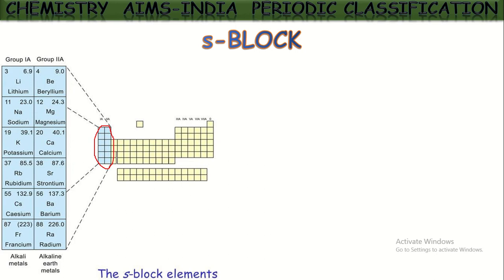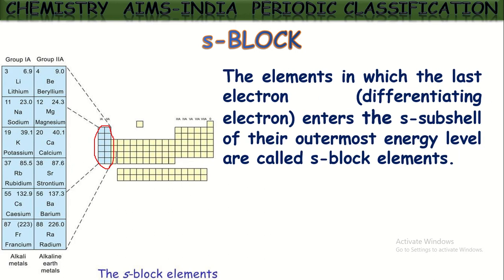Why are they called so? Why are they classified as so? There is a reason. The elements for which the differentiating electron, or the outermost electron, which you can say simply the last electron, enters into the S subshell of their outermost energy level are called S block elements. So the elements for which the differentiating electron enters into the S subshell are classified as S block elements.